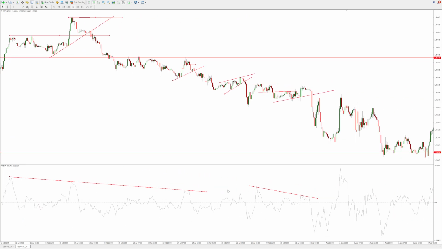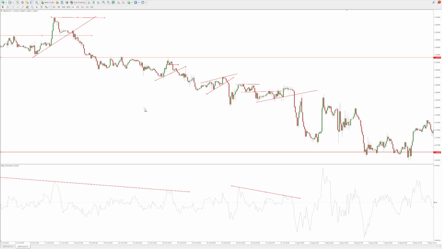Okay, well, hopefully that's given you an overview of different ways in which you can implement the rate of change indicator. Of course, everybody's different. You may have your own way to trade, or your own strategy, that you can just use this indicator as an extra filter.